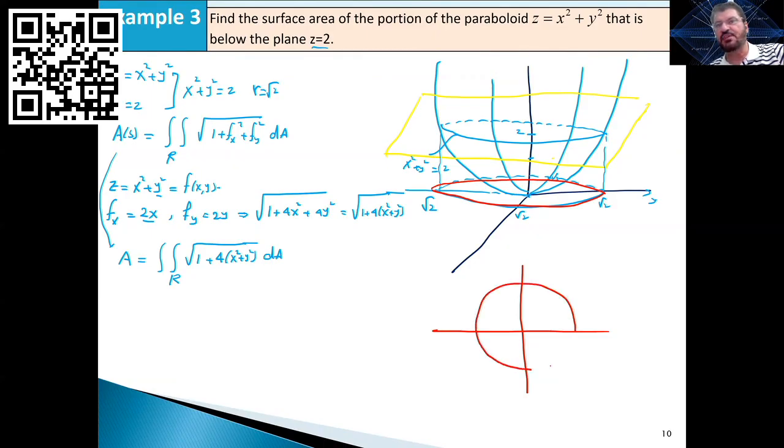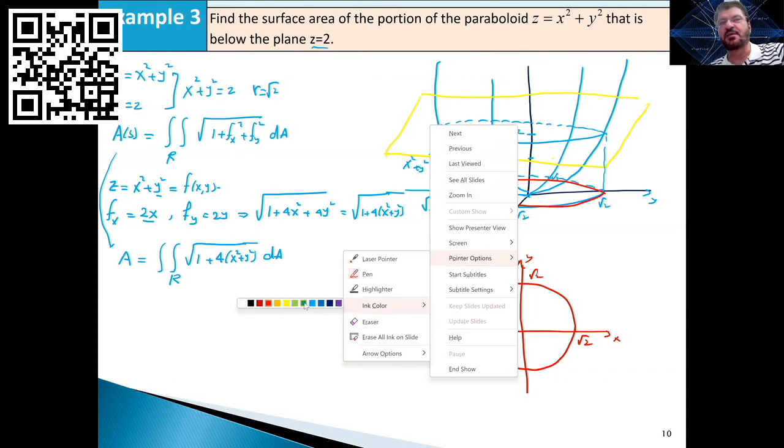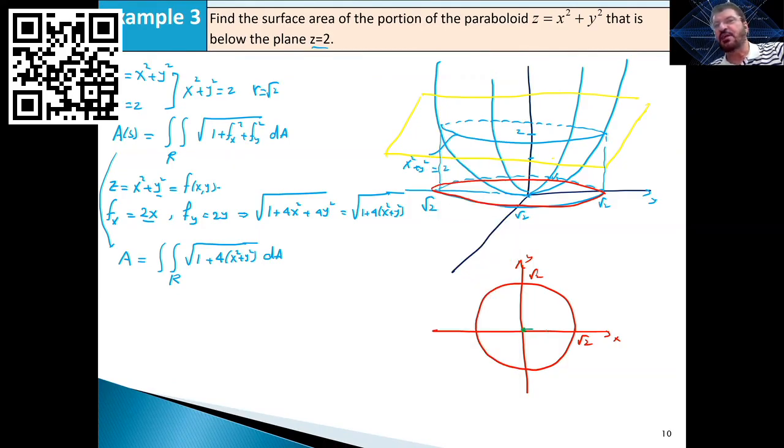Exactly what do we have on the xy plane? We have a circle of radius root 2, isn't it? This is all root 2. Because it's circular, so what do we do, guys? We are going to solve it by using polar, isn't it? The best thing is to do polar.